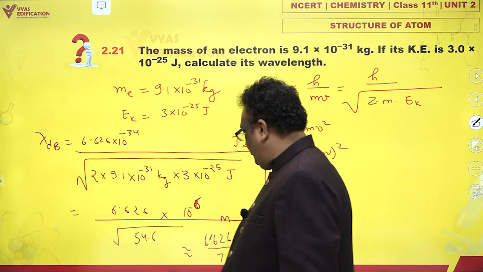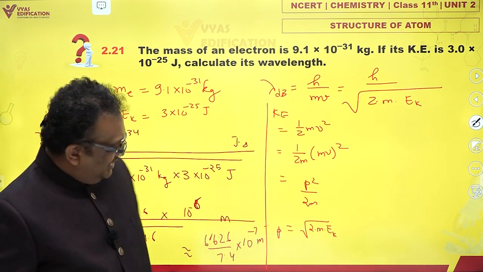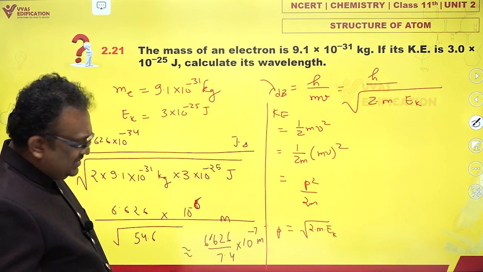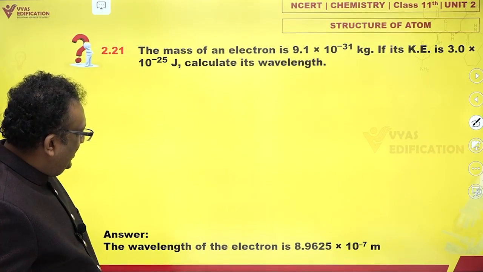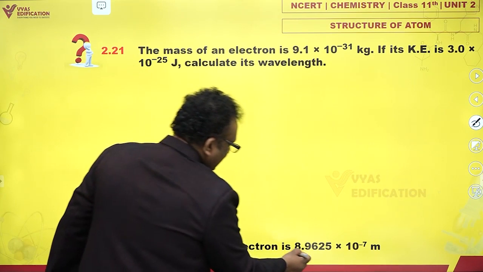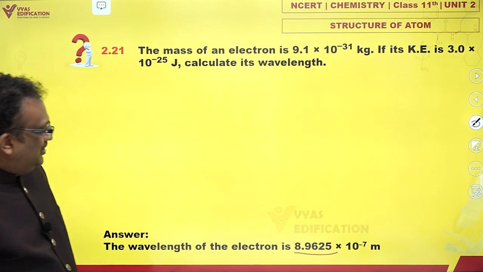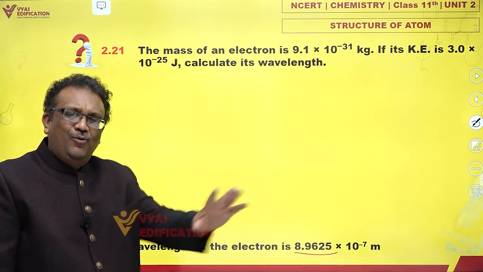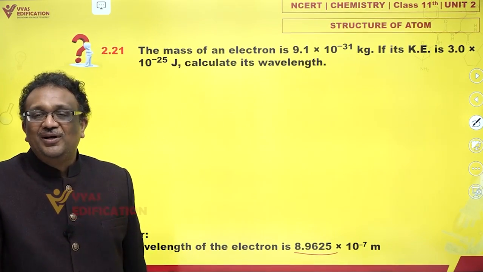66.26 by 7.4. Now 7 9s are 63. It's roughly around 8. Somewhere between 7 to 9, a number would be there. Yeah, roughly around. This is what I get: 8.9 into 10 raised to minus 7 meter. Calculate this happily, and this is what you ultimately land with.